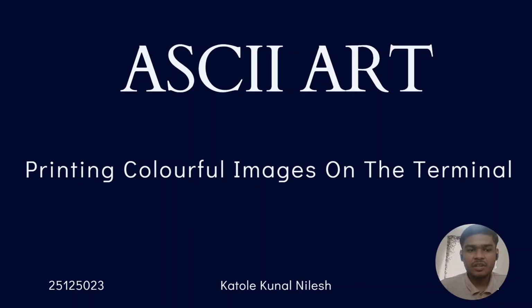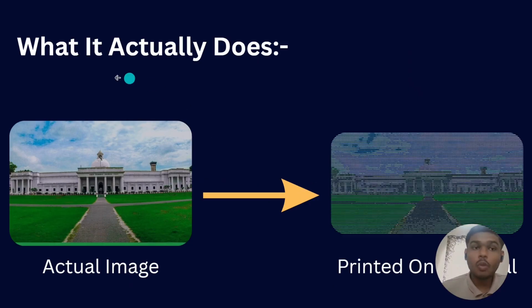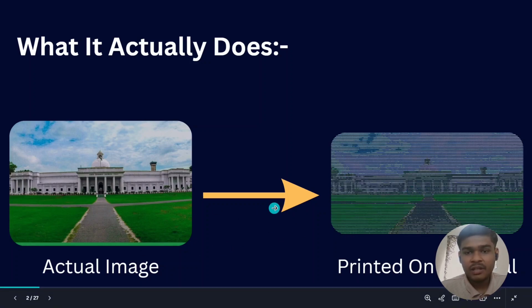ASCII Art generation. What this project actually does is print colorful images on the terminal. So let's see what it actually does. It takes a colorful image, which is usually in PNG or JPG format, and then prints it on the terminal in the form of ASCII characters. And it prints it in the actual colors, which you can clearly see here.